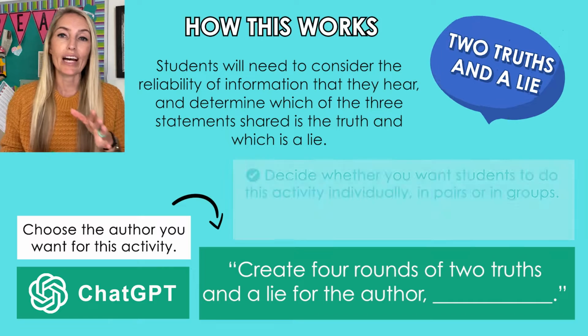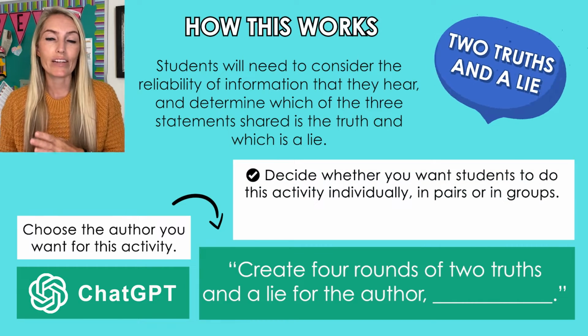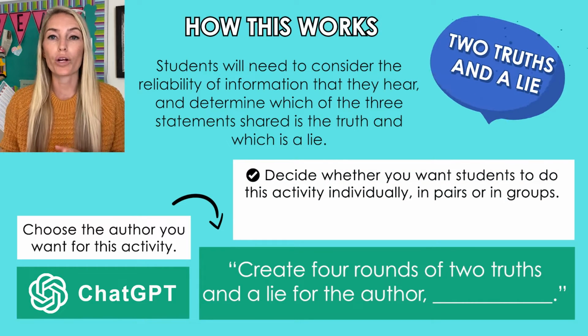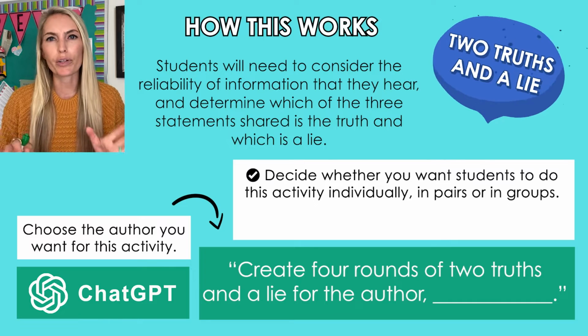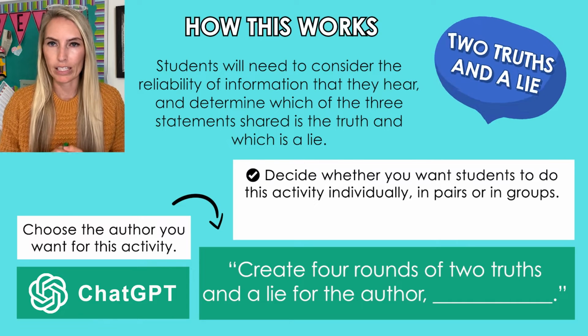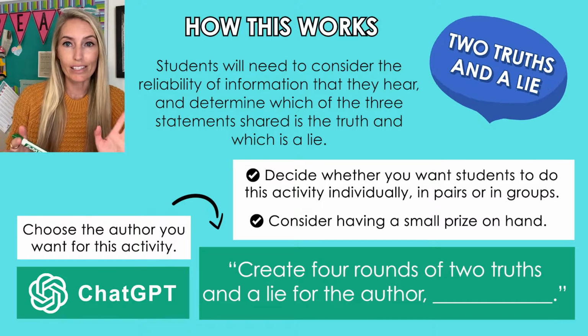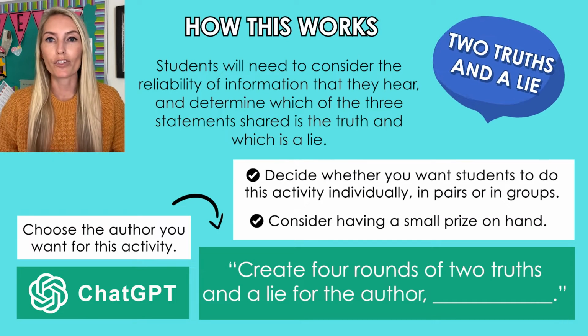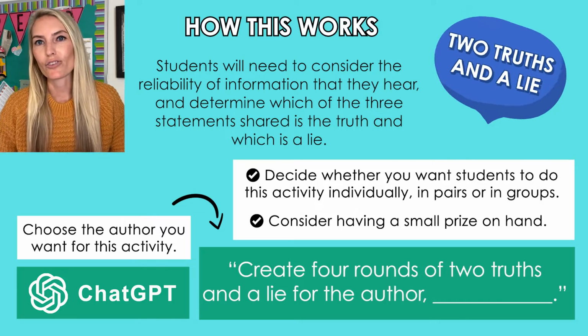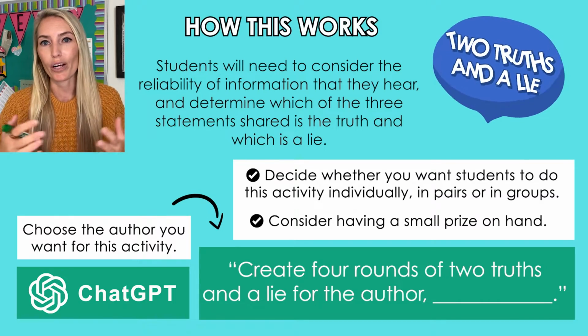Then next, you'll decide whether you want students to do this activity individually, in pairs, or in groups. And if you choose groups, 3 to 4 is a good number of students for each group for this activity. You may also want to consider having a small prize on hand if you're able to, like stickers or candy. I don't know, it depends on the rules of your school. You can give it to students or groups that have all of the correct responses.